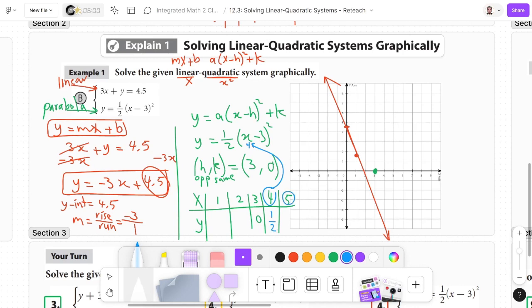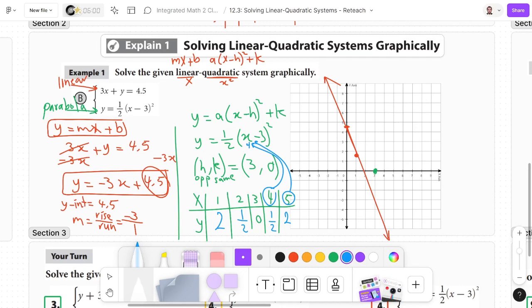Then let's substitute 5 in the x. 5 minus 3 is equal to 2, squared is 4. Half of 4 is 2. So here half of 2, and here is half of 2. Now let's plot the points.